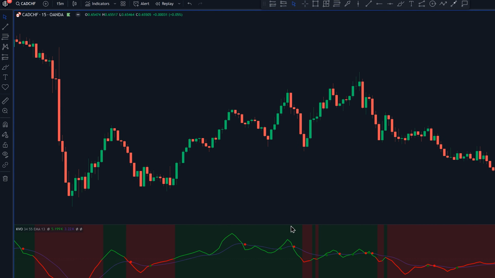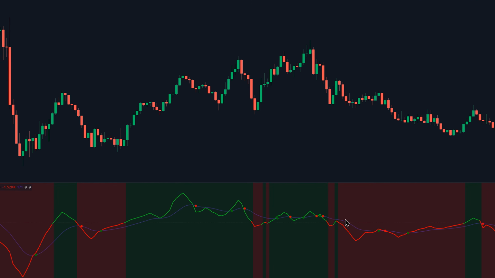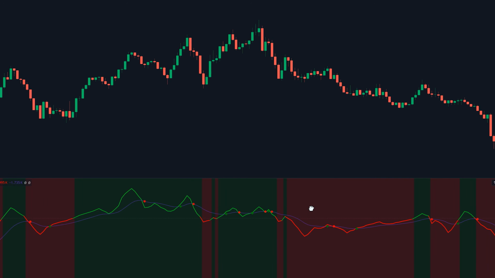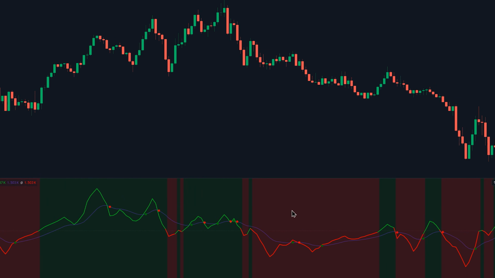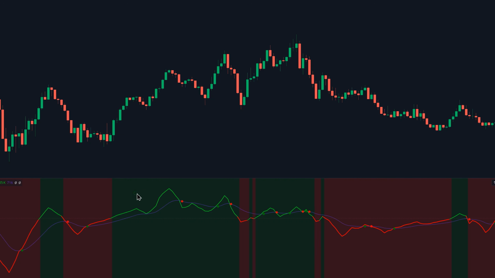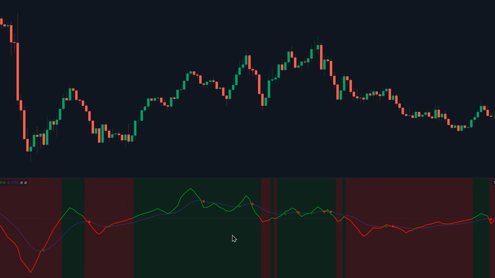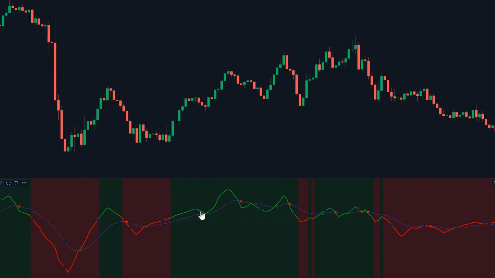Now, this is how this indicator looks like, which is obviously different from what you saw on the thumbnail of this video. And I know what you're thinking. Clickbait! Well, that wasn't clickbait. We just changed the settings of this indicator to make it more usable. And this is how we did it.